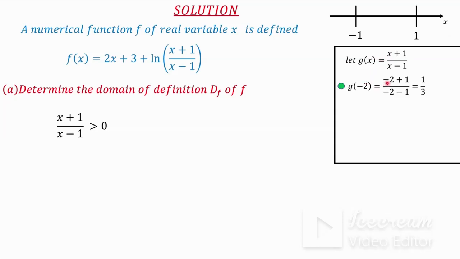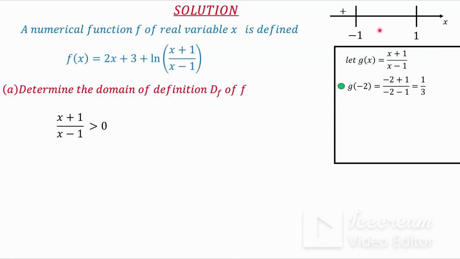We are going to obtain g of -2 equal to (-2 plus 1) divided by (-2 minus 1), which is 1/3. That gives us a positive sign in the interval negative infinity, -1. Since it is positive, it implies the values of x in this interval satisfy this inequality, because we have greater than 0 here.